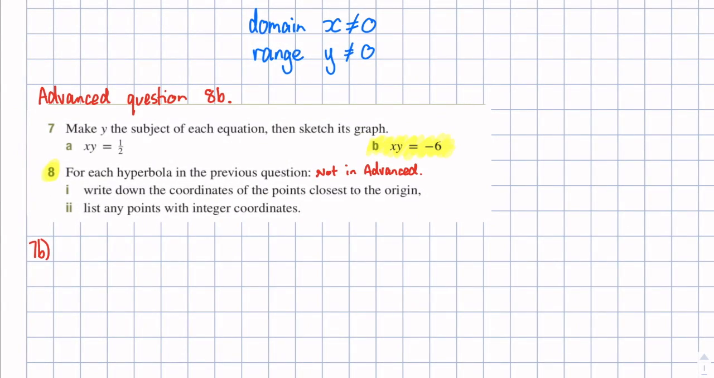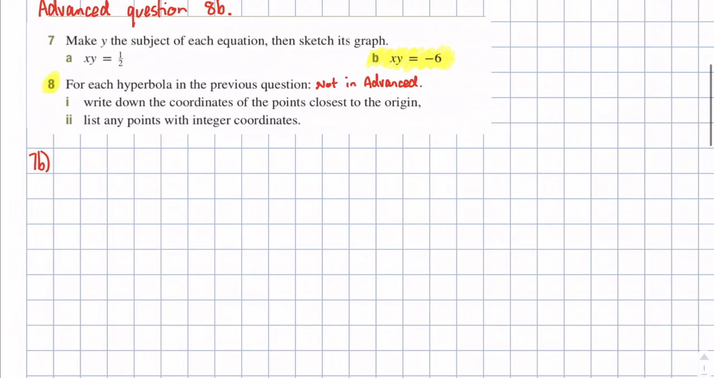So now we're having a look at questions 7b and 8 for extension and 8b for advanced. We've got xy equals minus 6. They've said to make y the subject, so I want y on its own. I want to get rid of x. At the moment, y is times by x, so I need to divide both sides by x. And I end up with y equals minus 6 on x. That's all they want.